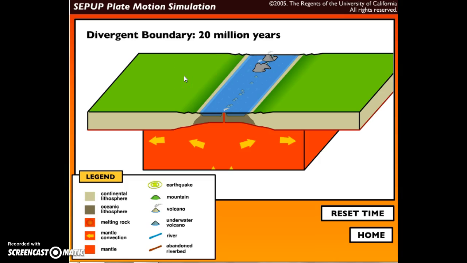Now, make sure you have listed all the geologic features and events that occur at a divergent boundary over 20 million years. If you want to check your work, please be sure to rewind and rewatch the video.